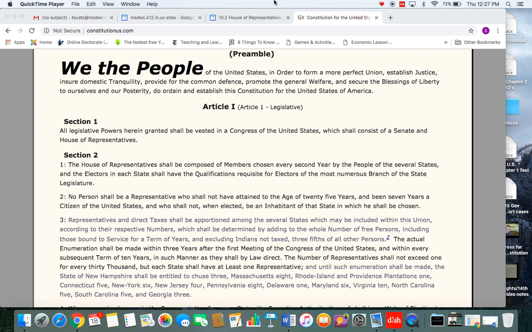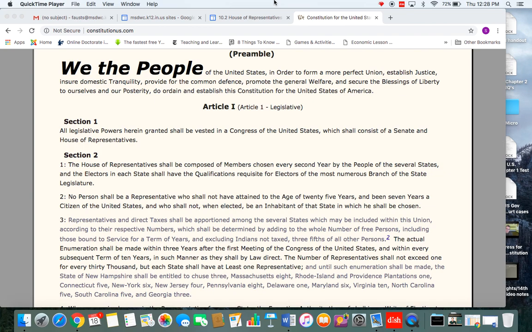We're going to talk about the House of Representatives in this video, and this is the start of the Constitution. We're starting out with the preamble, which has the 6 goals there. Article 1 has several sections. We're just going to be looking at the ones that are talking about the House of Representatives.